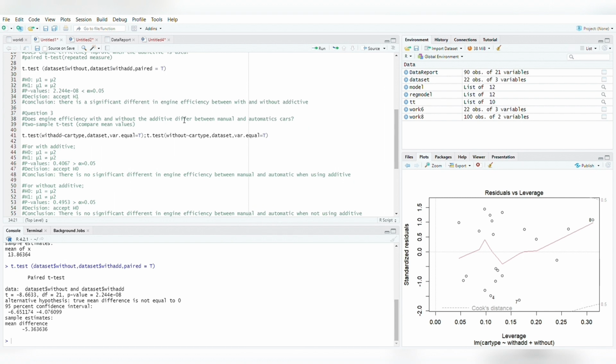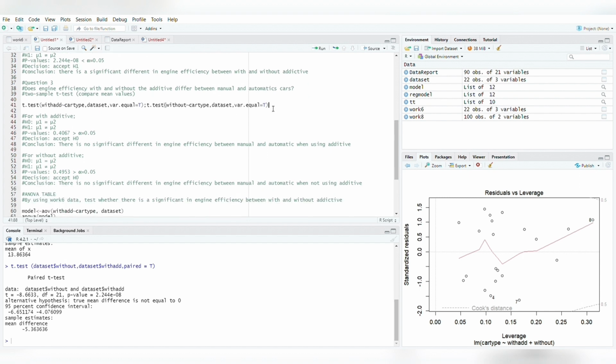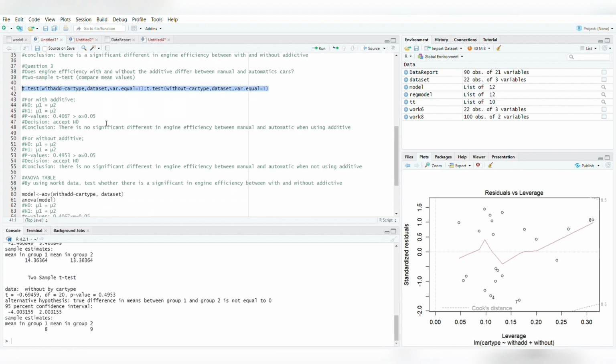So the last question is to show you how to run two sample t-tests, which compare mean values. The third question is, does engine efficiency with and without the additive differ between manual and automatic car? This is the code of how to run the two sample t-test. The result is the p-value is equal to 0.4953. And it also shows you the sample estimate. Mean in group 1 is 8 and the other group mean is 9.